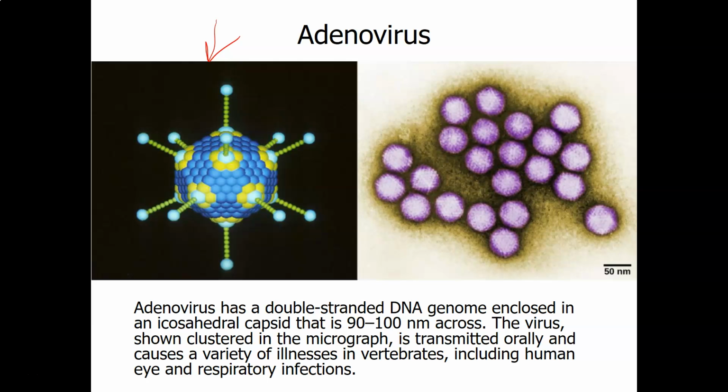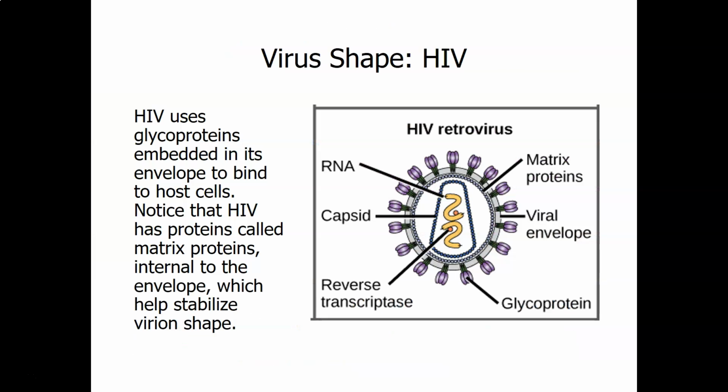And here you see an illustration of an adenovirus, and it gives you some more specifics. We knew it was a DNA virus, but it is actually a double-stranded DNA virus. It's transmitted orally, and it causes a variety of illnesses in vertebrates, including human eye and respiratory infections. So an adenovirus is a naked icosahedral shape.